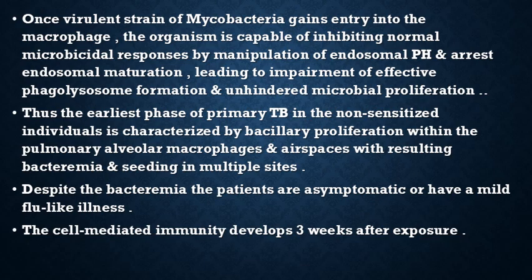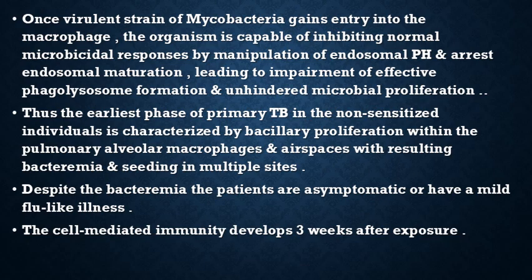Once a virulent strain of mycobacteria gains entry into the macrophage, the organism is capable of inhibiting the normal microbicidal response by manipulation of endosomal pH and arrest of endosomal maturation. This will lead to impairment of phagolysosome formation. There is no phagolysosome that would kill the TB bacilli, so the TB bacilli will remain inside the macrophage, which leads to microbial proliferation.